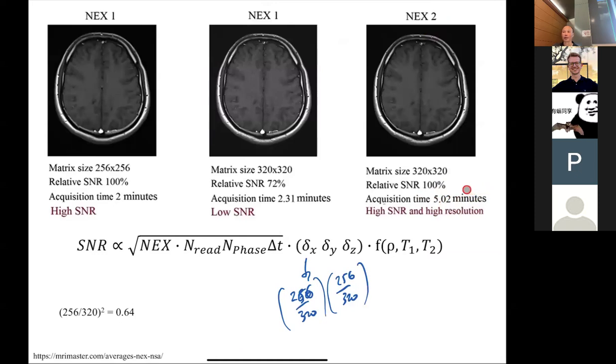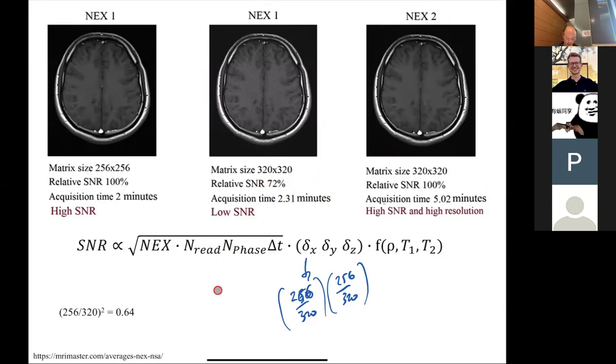Yes, question. You reduce the matrix size, how come the acquisition time is increased? Oh, good question. So why is that? Why do you think? So remember, I'm acquiring more lines in K space now, right? So it's going to take longer. Then I also had lower SNR, so that's why. Oh yeah, that's a good point.